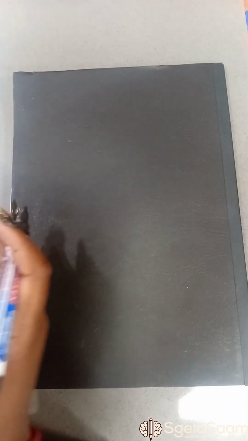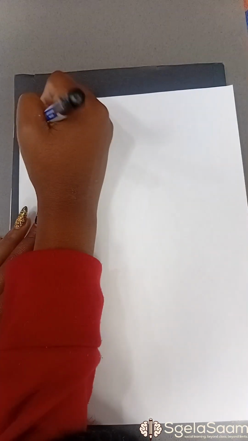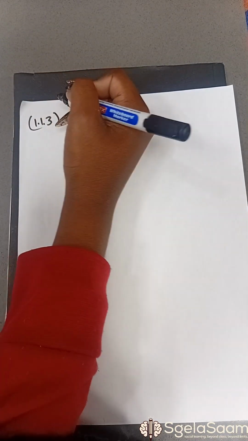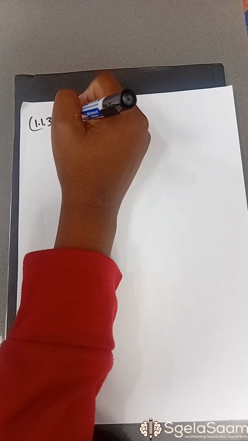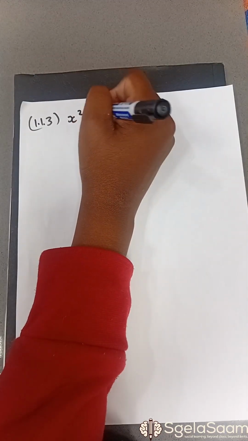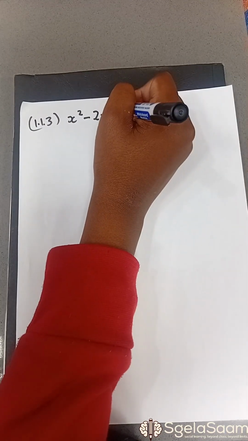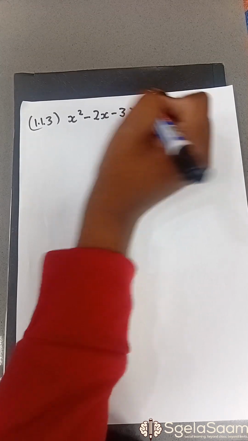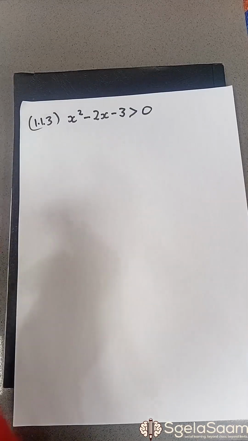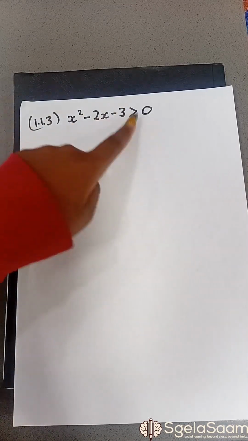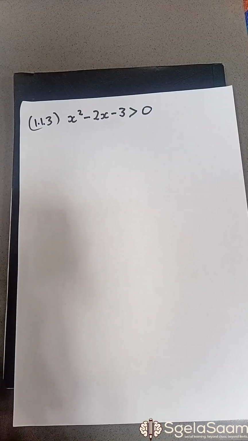Now we're moving on to 1.1.3, which is x squared minus 2x minus 3, which is greater than 0. What does that signify? This is an inequality, and you must know that this signifies something. When it's bigger than 0, it means it's above that. You are focusing on the values that are above the x-axis, all right?